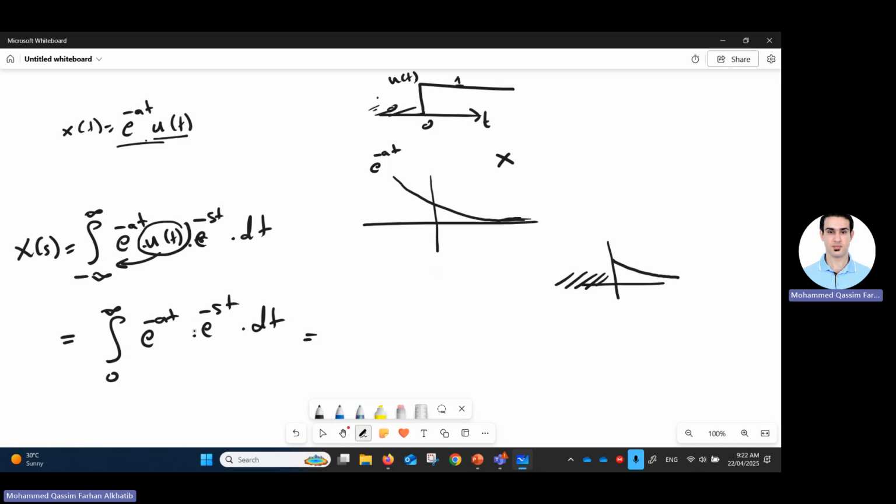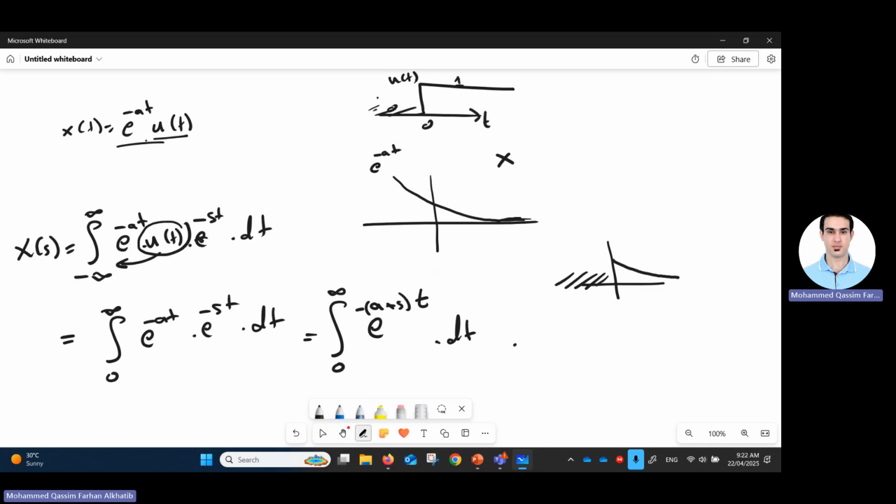So here if we are taking negative t as a common factor, we have the integration 0 to infinity e to the power a plus s and the negative sign here dot dt. You can confirm, so e to the power minus at, that's the first term, and I have e to the power minus st, that's the other term. Is it clear so far?